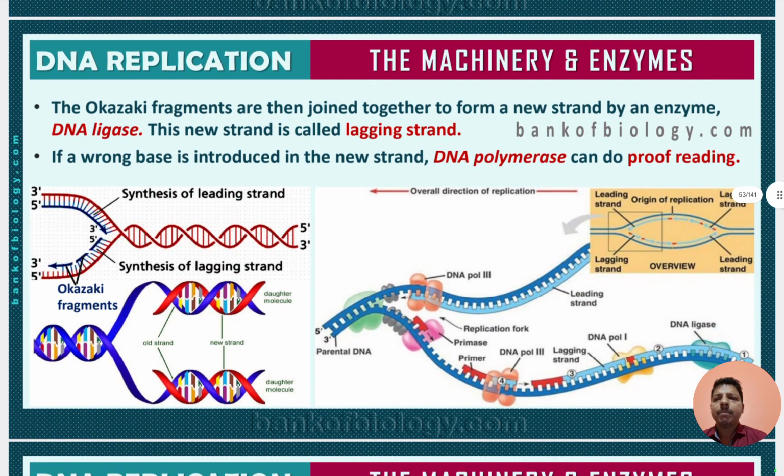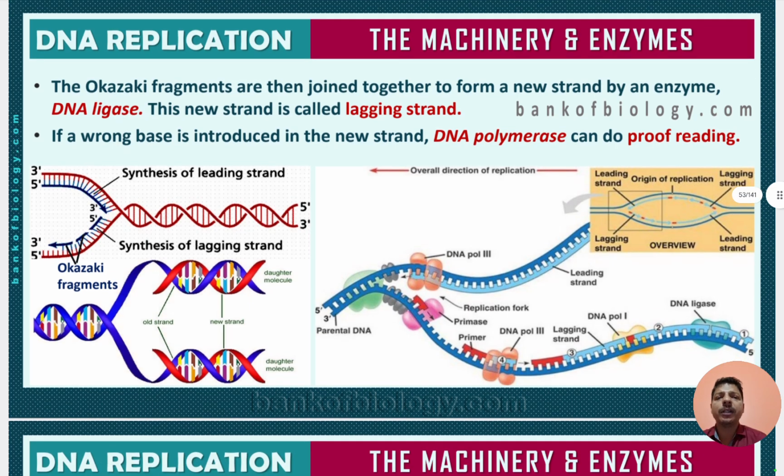Then the Okazaki fragments are joined together to form a new strand by an enzyme, DNA ligase. Finally, after the formation of this strand, the fragments are attached by DNA ligase, and the new strand is called the lagging strand. If a wrong base is introduced in the new strand, DNA polymerase can do proofreading.